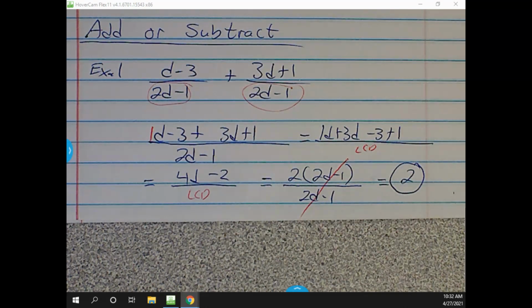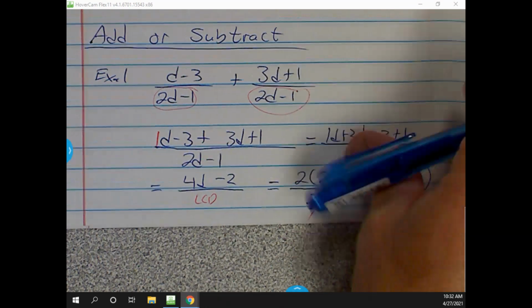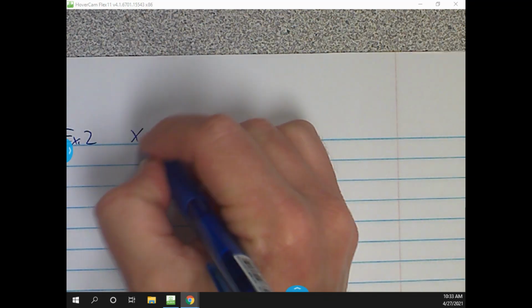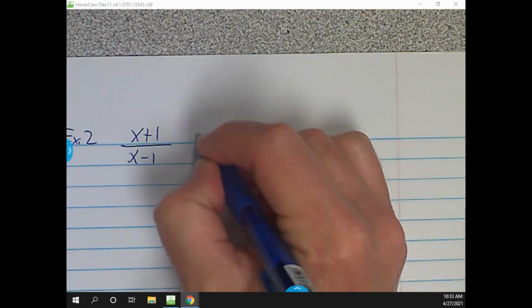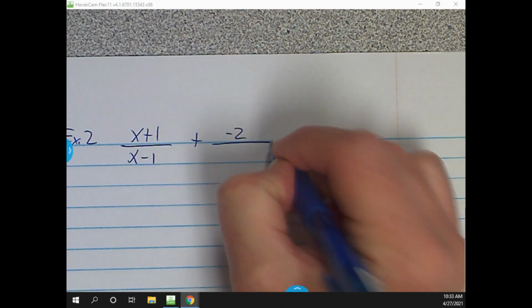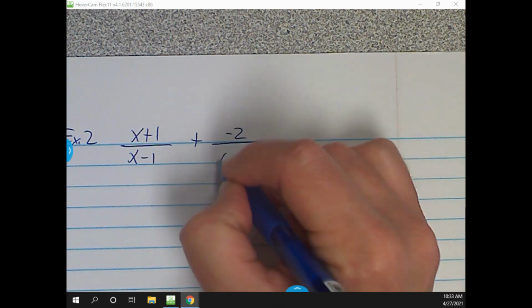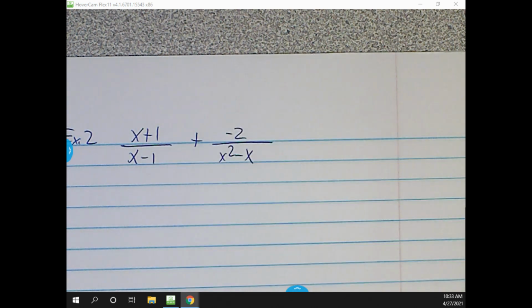So, okay, let's give you one where you don't have a common denominator. So let's go with x plus 1 over x minus 1. And we're going to add that to negative 2 over x squared minus x.